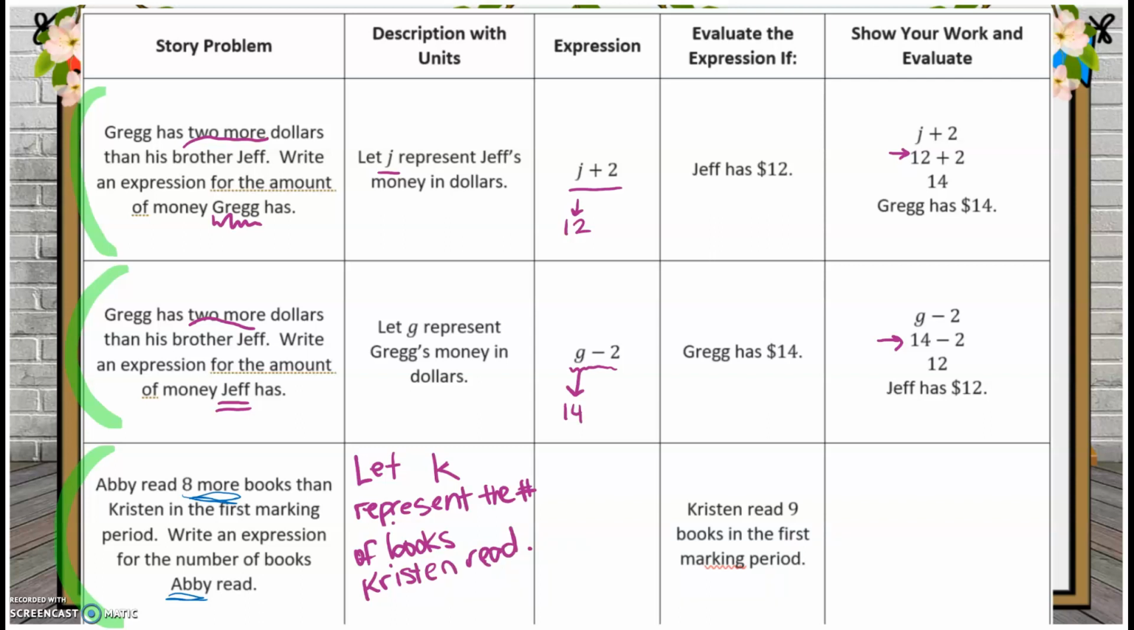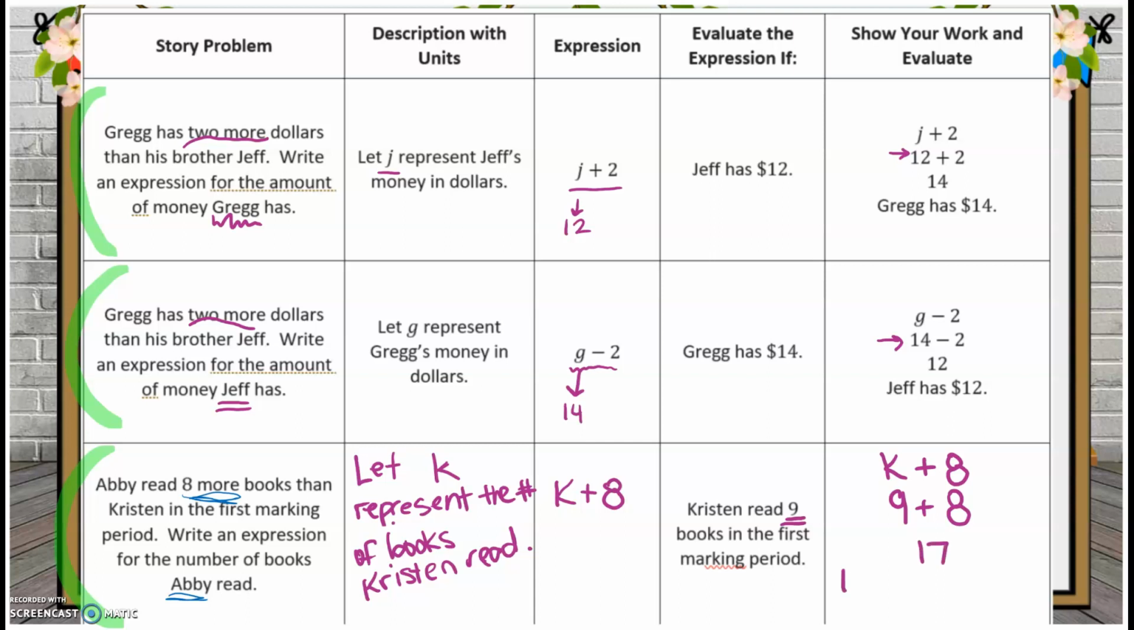And so what expression will we use for this equation? Abby read 8 more books than Kristen. So then it would be Kristen's amount of books plus 8. So if Kristen read 9 books in the first marking period, then we know our expression is Kristen's books plus 8. I can go ahead and write 9 plus 8 because I replaced the K with 9. 9 plus 8 is 17.